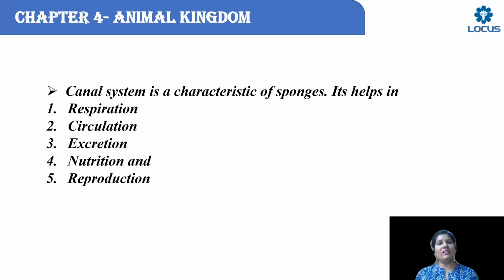Right. Now, what is the function of this spongocele? As I told you, this spongocele is lined by choanocytes. So, whenever water enters through ostia, if there are any food particles in the water, the particles are captured by these choanocytes, right? They would take them in and they would digest the food material. So, choanocytes are actually helping in digestion.